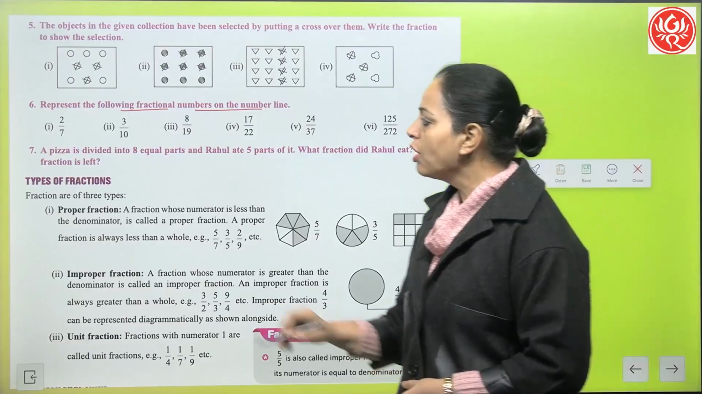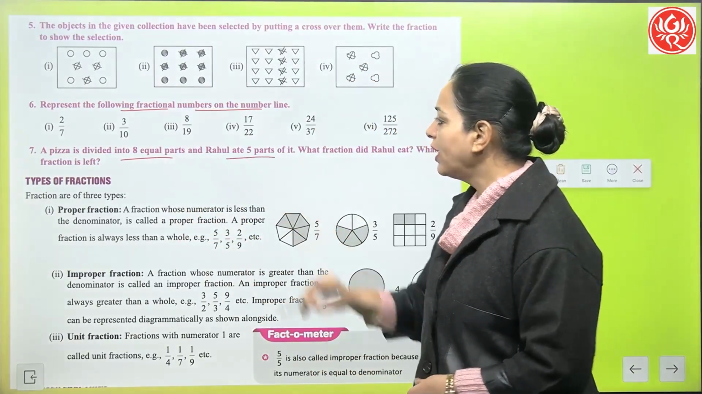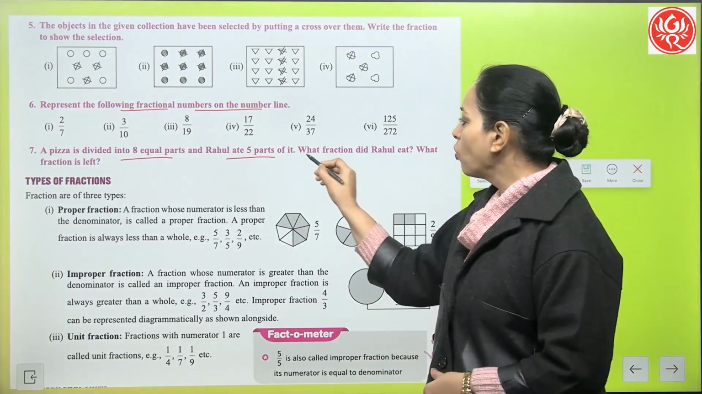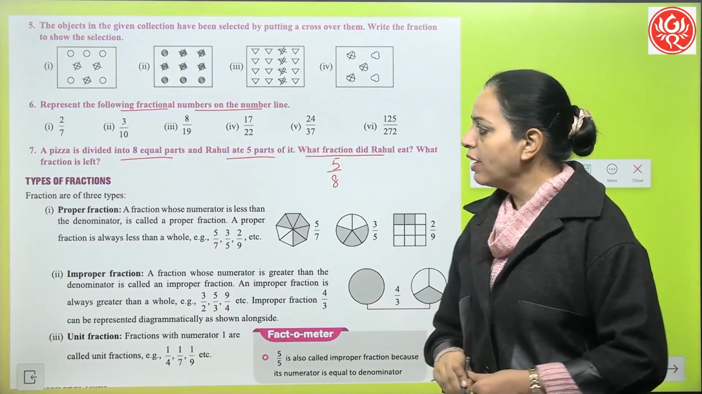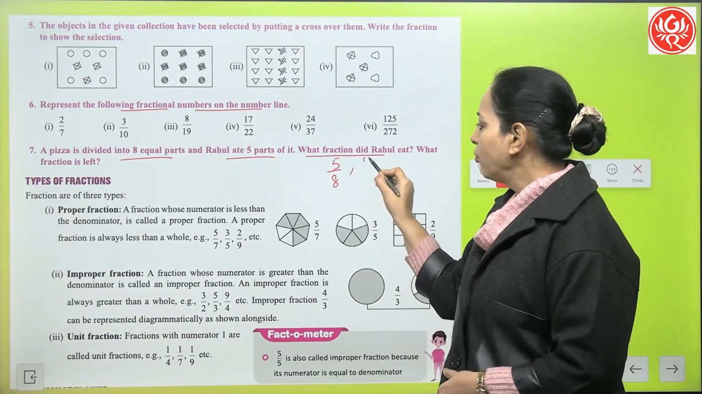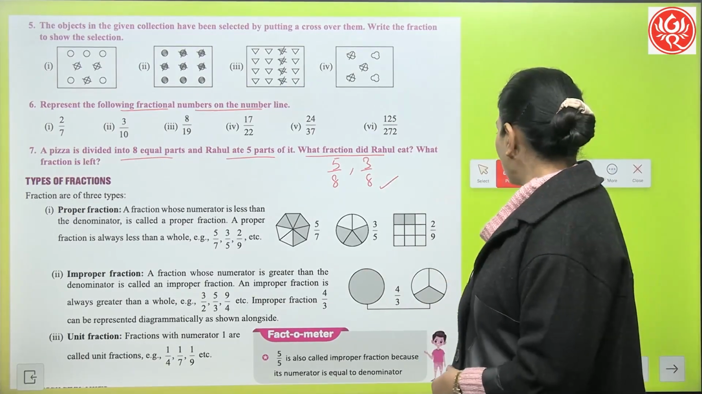Now the seventh question: a pizza is divided into 8 equal parts and Rahul ate 5 parts of it. So what fraction did Rahul eat? Means 5 out of 8. And what is left? 3 upon 8. Okay, so very simple questions.